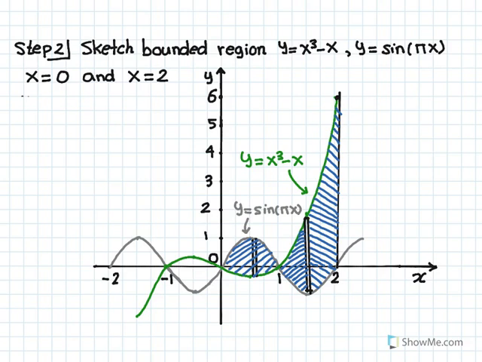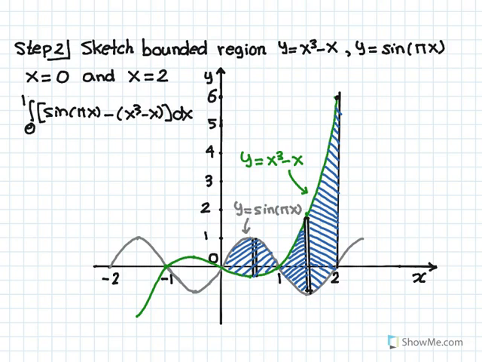So when we try to solve for the area, we basically have to split up the integral into two separate regions. We integrate from 0 to 1, the top function minus the bottom function. The top function is sine of pi x. The bottom function is the cubic function, x cubed minus x. It's always going to be y top minus y bottom. It's always more minus less.